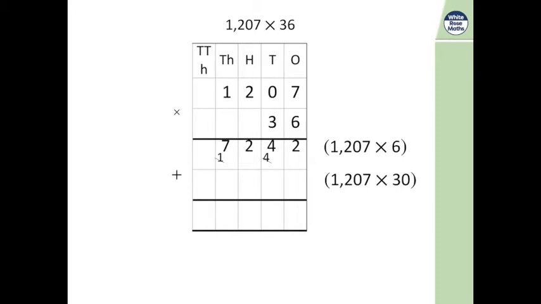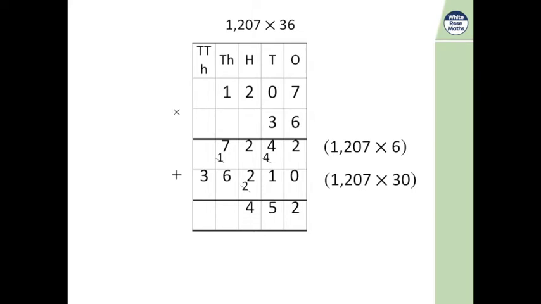Well, we're now going to multiply 1,207 times 30. We're going to find 30 groups of 1,207. Step 1, place that 0 down. That 0 is crucial. And then 3 groups of 7 is 21. So 1 down, carry the 2. 3 groups of 0 is going to be 0, plus the 2 is 2. 3 groups of 2 is 6. And finally, 3 groups of 1 is 3.